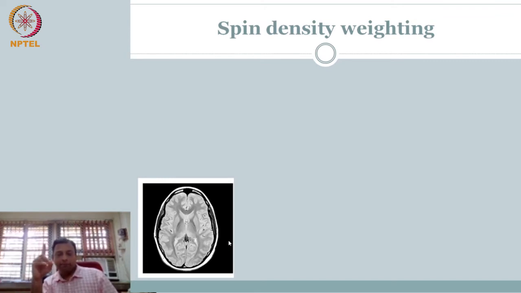proton density. So that means if I want to get proton density weighting, what do I need to do? I need to wait for a long time. In our parameters, what is a long time? I have echo time, I have time to repeat, and I have alpha. Let's assume every time I apply enough excitation so that alpha is 90 degrees. So that is not a parameter. I always apply alpha so that it is maximum.